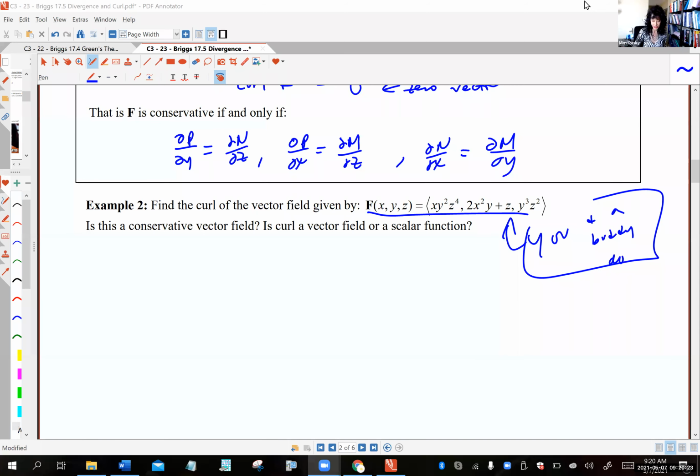Quick question, is this a conservative vector field? Yes or no? No. You should not have gotten the zero vector for this curl, not like that other one I did. So you probably got some weird thing. But here's the other question: the answer to this one was no. Is curl a vector field or a scalar function? What do you think? Anybody? A vector field? Yeah. Curl is a vector field.